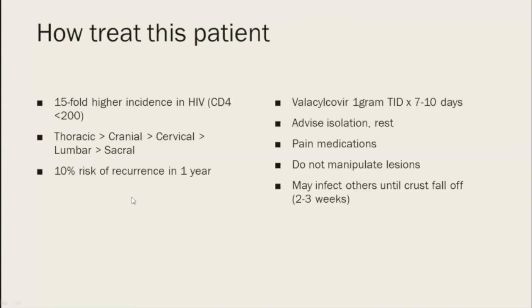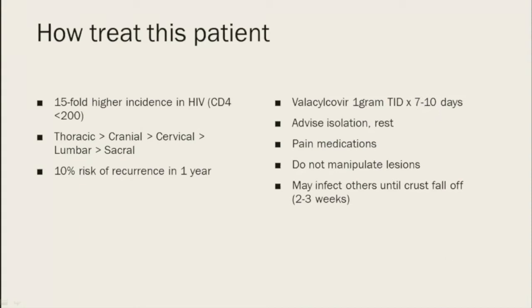So, herpes zoster in HIV has a 15-fold higher incidence and is associated usually with CD4s of less than 200. And there's a 10% risk of recurrence in 1 year. So, pwedeng umulit ito. And then, usually we treat them with valacyclovir, 1 gram, 3 times a day for 7 to 10 days, depending on severity. So usually, papa-follow up ka ng 7 days. Kung okay na, edi tama na. Pero kung meron pa, you can extend up to 10 days.